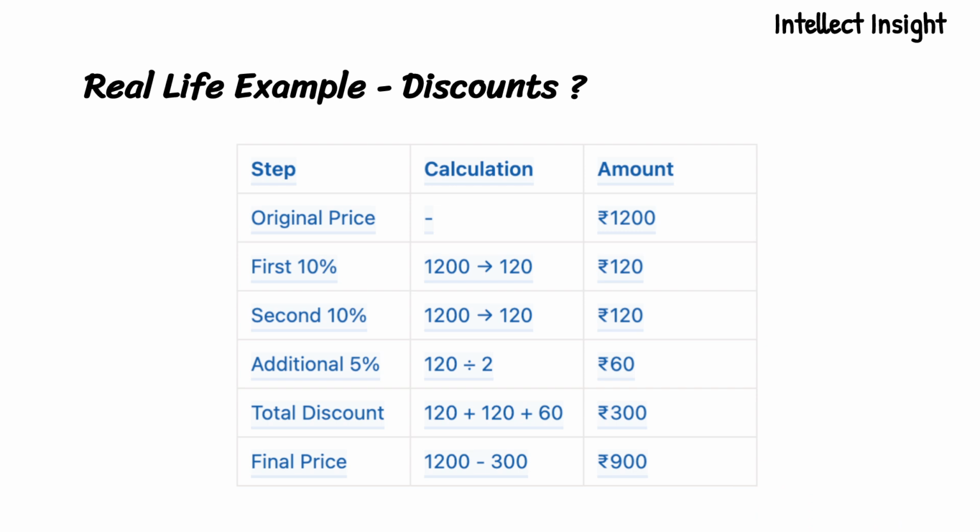So 25%, which will be 10% plus 10% plus 5%. So if you simply add whatever answer you got earlier of 10% of 1200 and 5% of 1200, it will be 120 plus 120 plus 60. The answer will be 300. And the final price, if you subtract 300 from 1200, it will be 900 rupees.